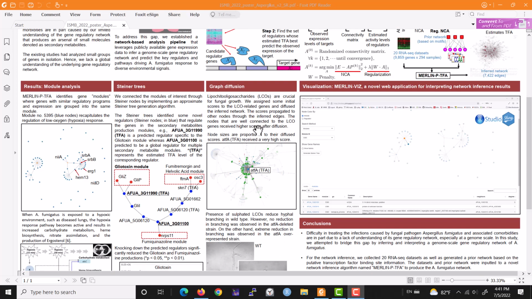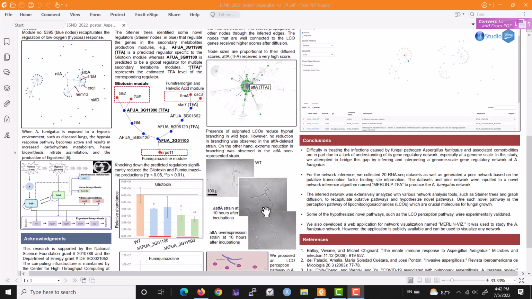Subsequently, we performed a graph diffusion study where we started with an initial list of genes of our interest, in this case the genes associated with lipo-chitooligosaccharides or LCOs, which are crucial for the growth of this fungus, and then we assigned initial scores to these genes and propagated or diffused these scores across the inferred edges to see which other genes, not in the list, receive a very high score. If a gene, for example this particular gene ATFA, has received a very high score, that means it is very well connected to all our initial genes. So we hypothesize that ATFA might be a master regulator of the putative LCO related genes.